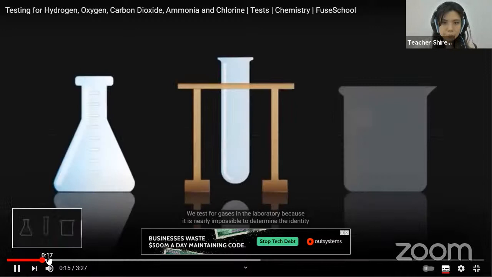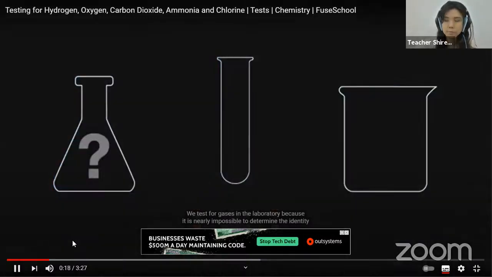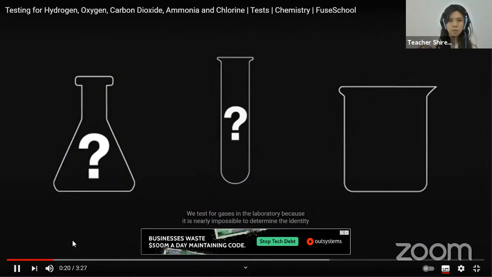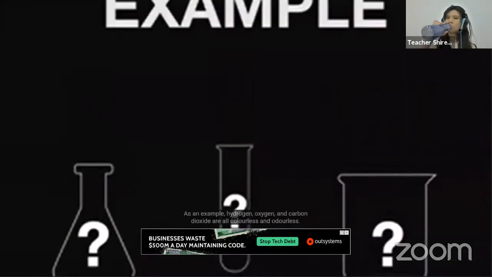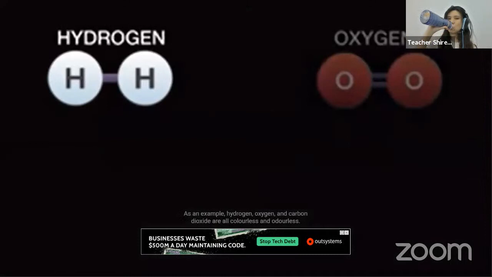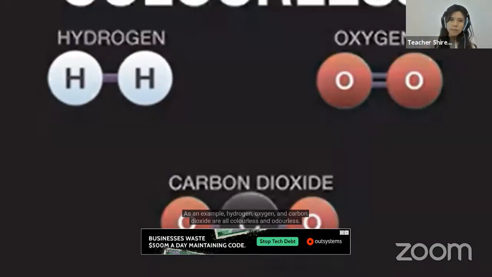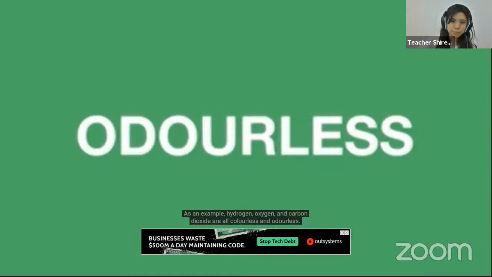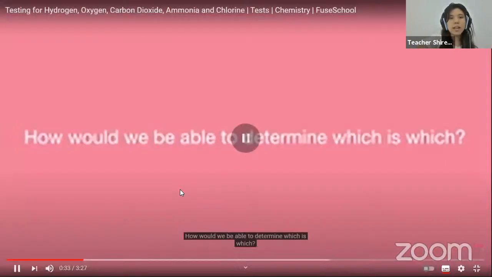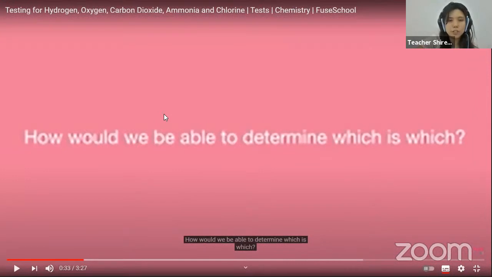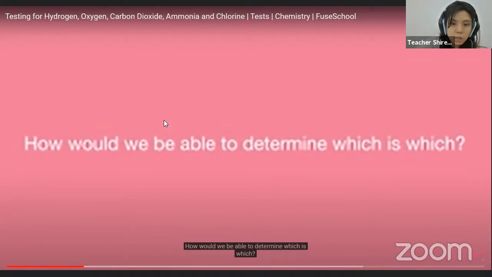We test gases in the laboratory because it is nearly impossible to determine the identity of a gas just by its appearance. As an example, hydrogen, oxygen, and carbon dioxide are all colorless and odorless. Colorless means these gases have no color, which is transparent. Odorless means no smell. Most gases have no smell; only specific gases have a smell.